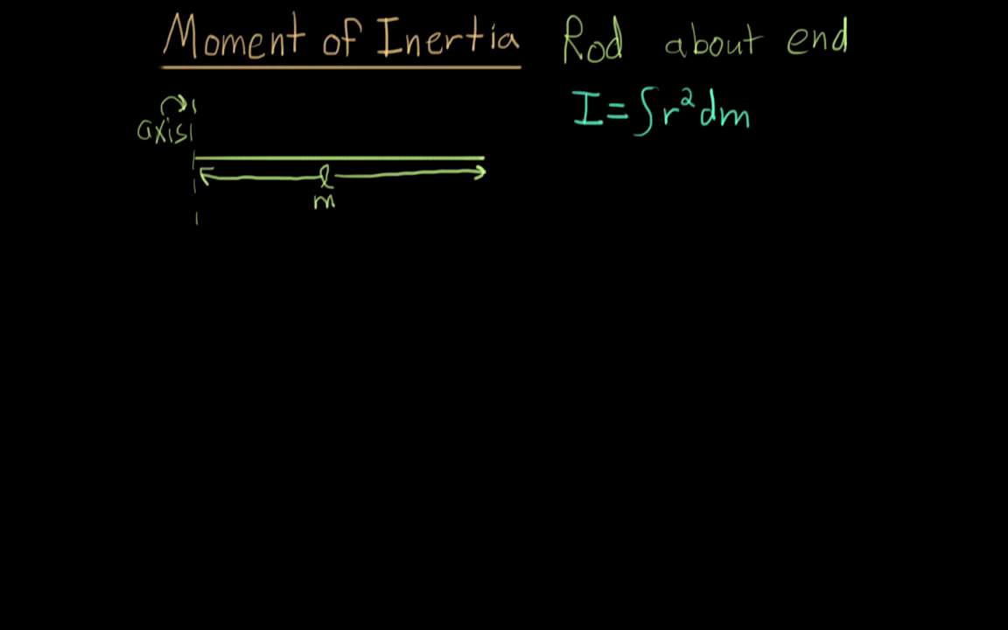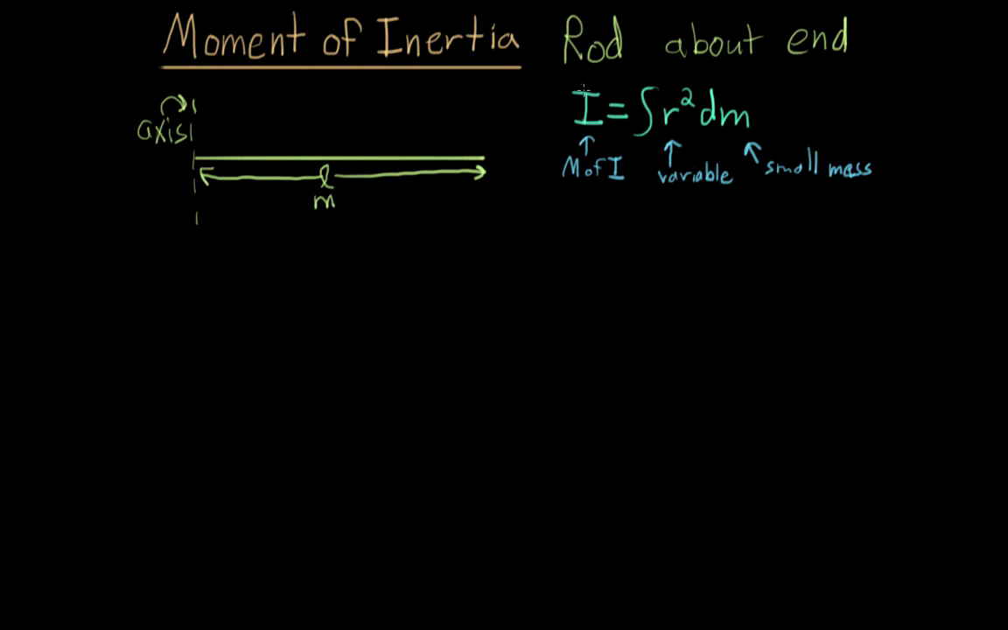So how do we use this equation? Well, first, let's define the variables. I said that I is our moment of inertia. R is going to be our variable of integration. And finally, dm is like the infinitesimally small piece of mass that we're going to use to integrate.